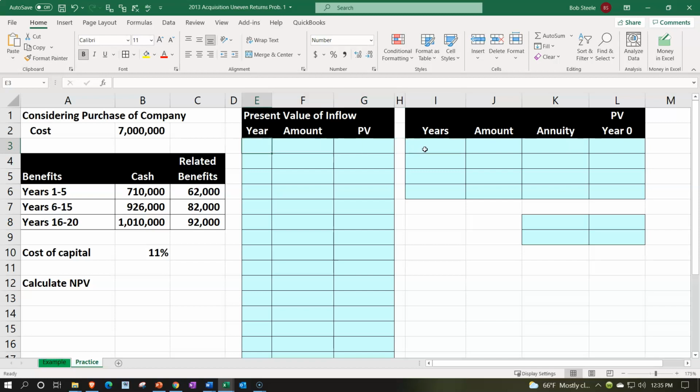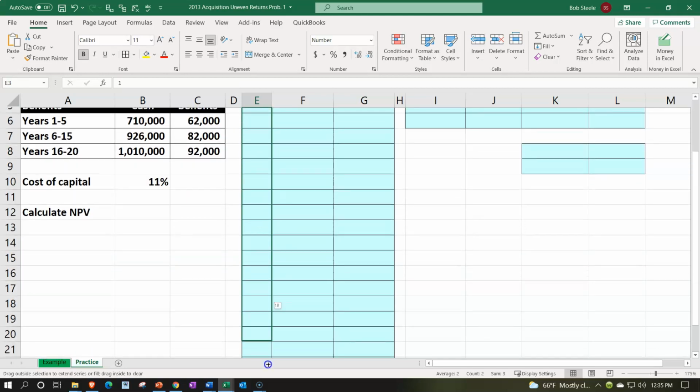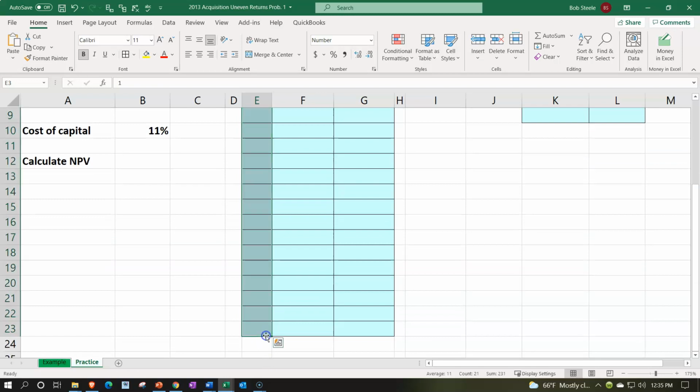Here, I'm going to start off by listing the whole thing out over 20 years, what we expect the inflows to be, and then we'll take the present value year by year. It's really pretty easy to do that in Excel. And then we'll do the second method. So I'm going to put up the years here, 1, 2. I'll use the autofill, grabbing the autofill handle and dragging it all the way down to 20 periods.